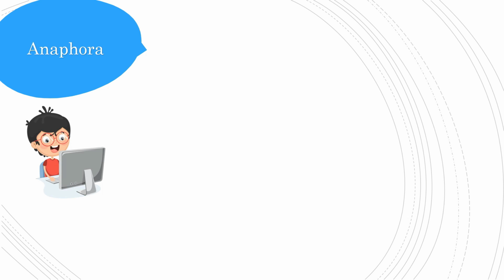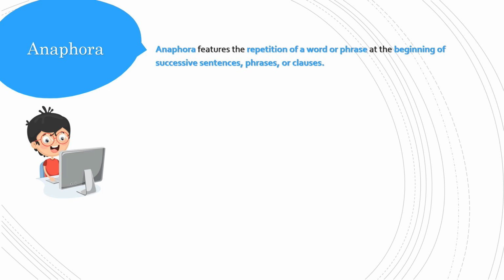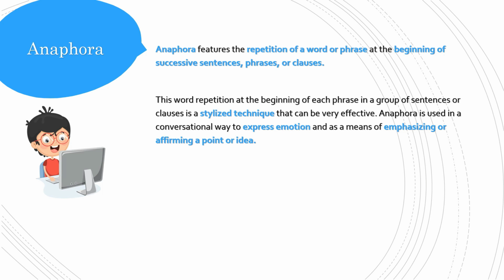Anaphora. Anaphora features the repetition of a word or phrase at the beginning of successive sentences, phrases, or clauses. This word repetition, at the beginning of each phrase in a group of sentences or clauses, is a stylized technique that can be very effective. Anaphora is used in a conversational way to express emotion and as a means of emphasizing or affirming a point or idea.